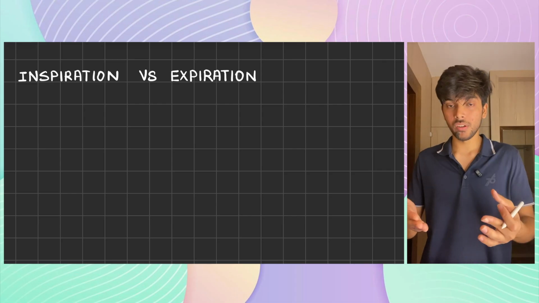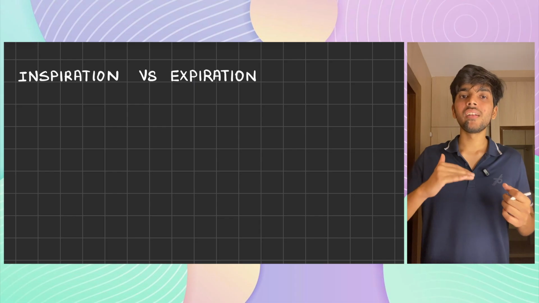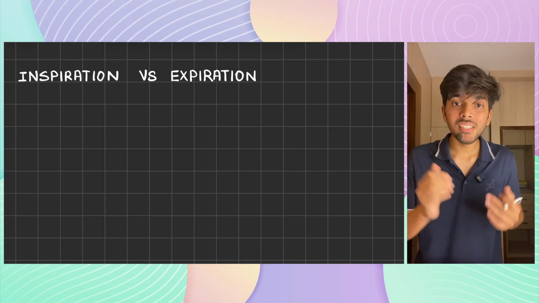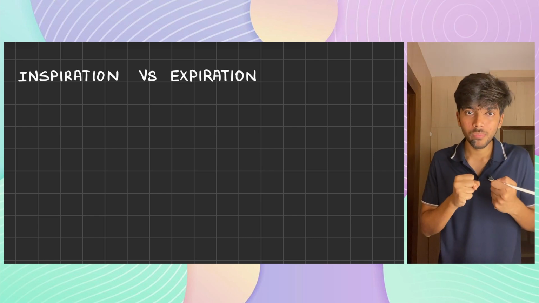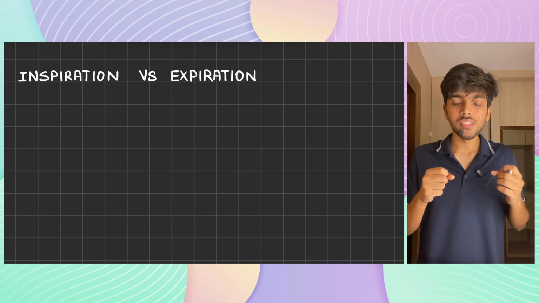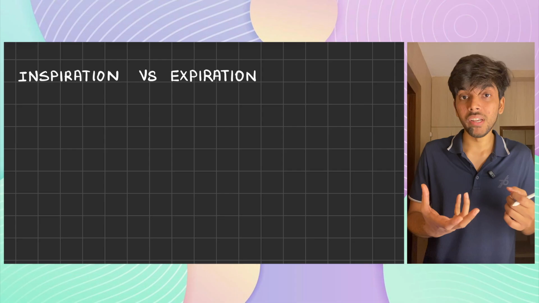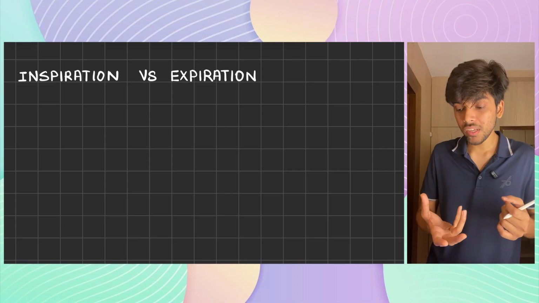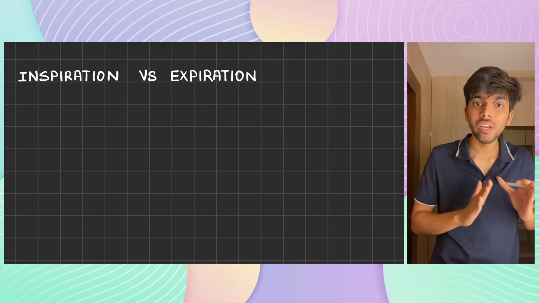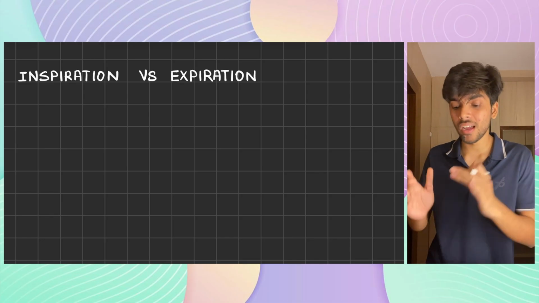In expiration, on the other hand, there is decrease in intrathoracic volume, increase in intrathoracic pressure, increase in pressure inside the right atrium. So there is less blood coming into the right atrium, less stretch of the right atrial wall, less activation of the stretch receptors, less inhibition of the vagus nerve, more vagal activity, more parasympathetic activity, more suppression of the heart, and a reduction in heart rate. So in inspiration you have physiological tachycardia, and in expiration you have physiological bradycardia.